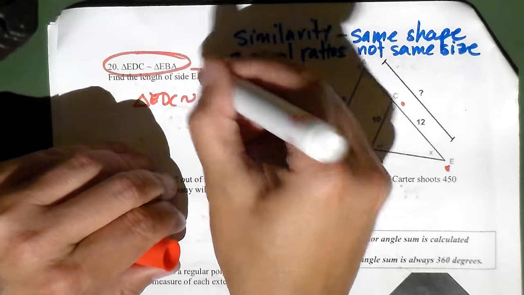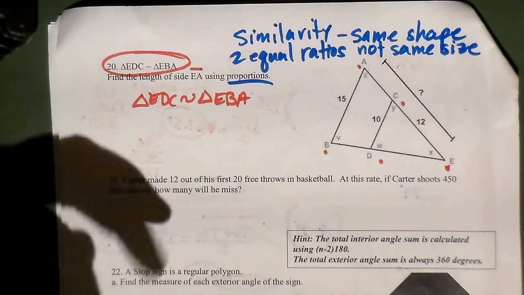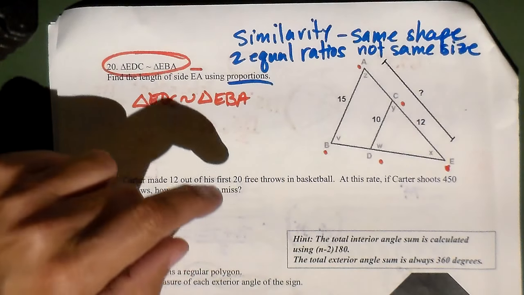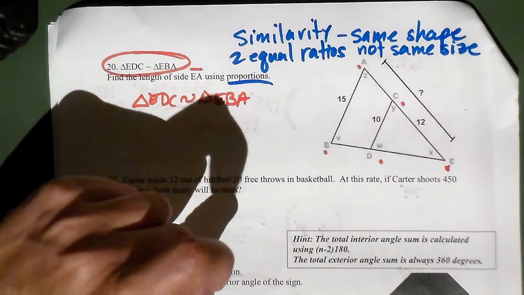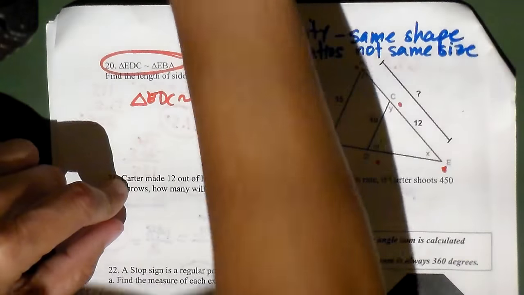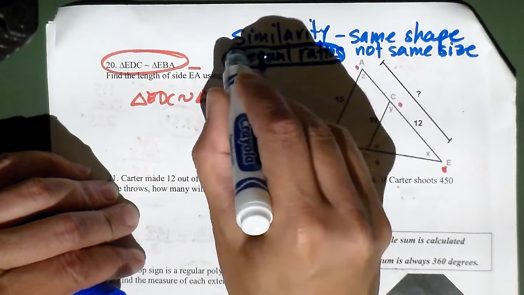Now, that should have a segment symbol over it because we're actually talking about the side itself. If we were just talking about distance or length, then it would not have a symbol over it. So when we're referring to the side itself, we would say side EA with the segment symbol. So we're looking at proportions. Proportions are two equal ratios.